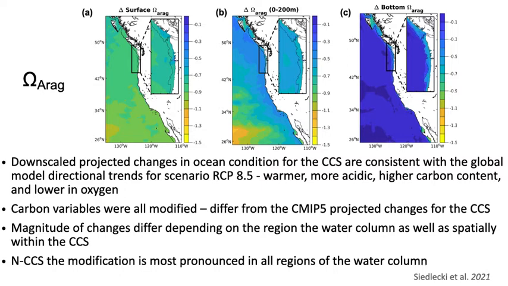The magnitude of that modification differed depending on the region of the water column, whether surface, 200 meter average, or bottom, as well as spatially within the CCS, the north versus the rest of the CCS. In the Northern California current system, the modification was the most pronounced in all regions of the water column for the carbon variables. Again, variables like temperature, oxygen, and others were not modified. It was just the carbon variables that were.